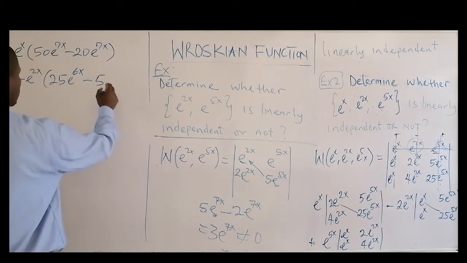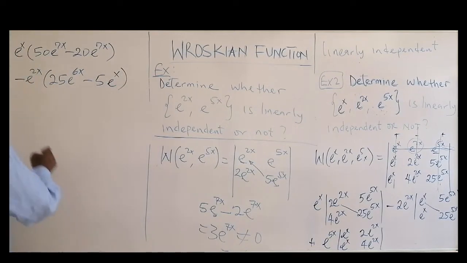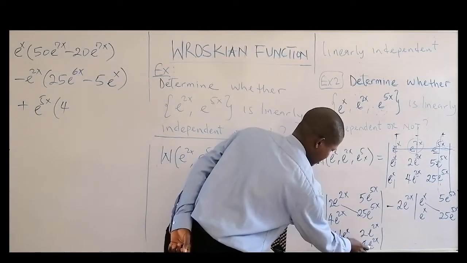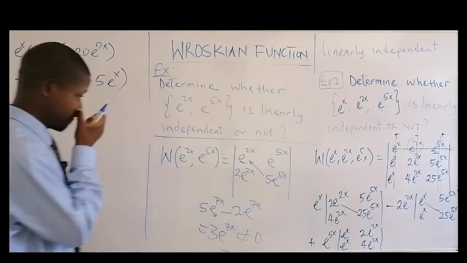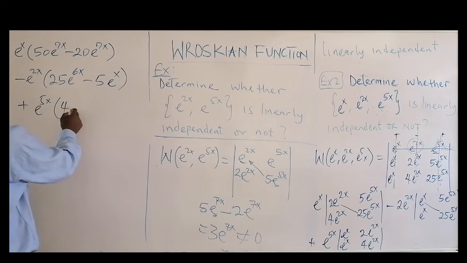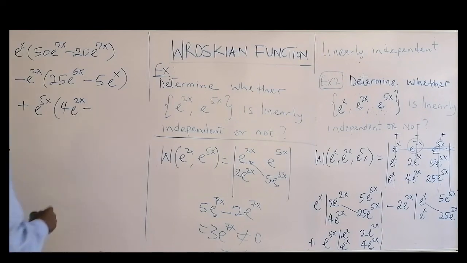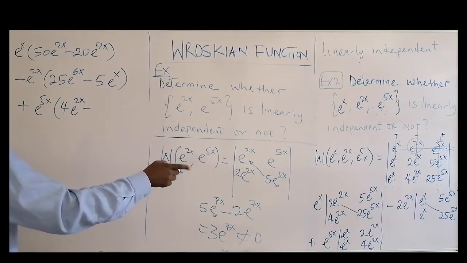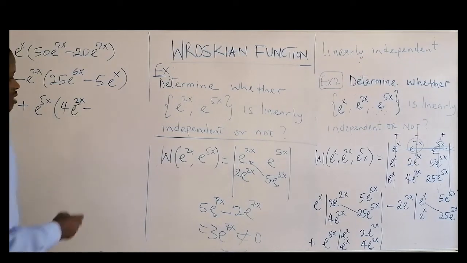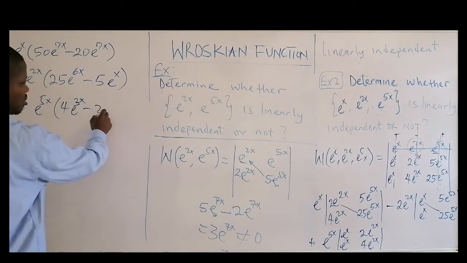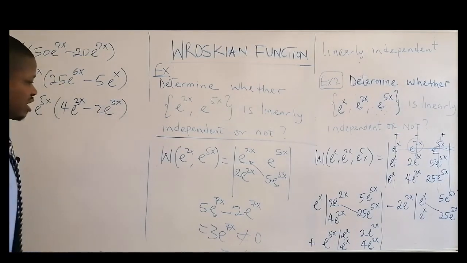Then plus finally the last one, so that will be equal to e^5x into brackets, that will be 4e^3x. e^x, this one, the exponential is the same, just add the power together, so that will be 4e^3x, and then minus 2e^3x. Let me quickly make an extraction.